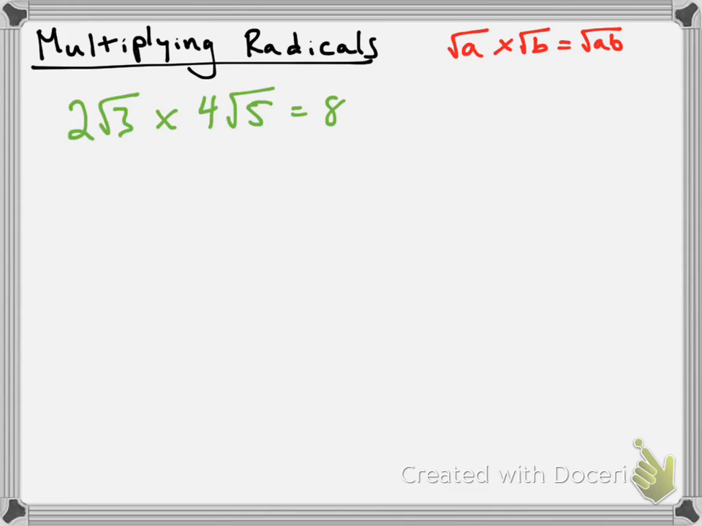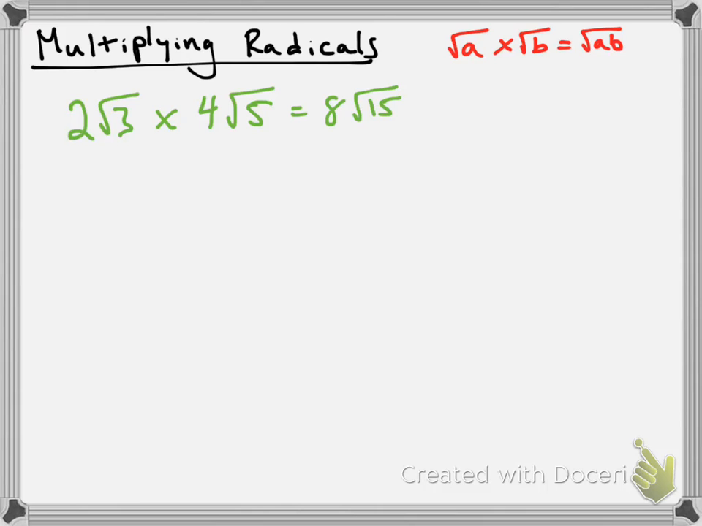And now that I've multiplied the coefficients, I can multiply the radicals. So that's root of 3 times root of 5. Well, root of 3 times root of 5 should be the root of 3 times 5. Right? And 3 times 5 is 15, so that's going to give us the root of 15. So 2 root 3 times 4 root 5 is just 8 root 15. So that's the easiest level of difficulty for these kinds of questions.